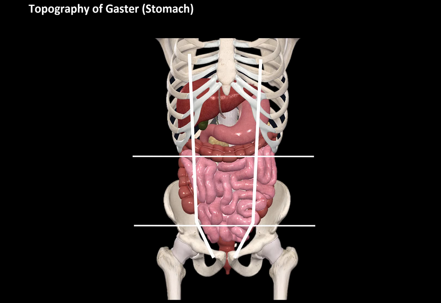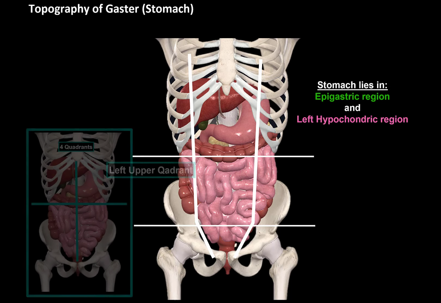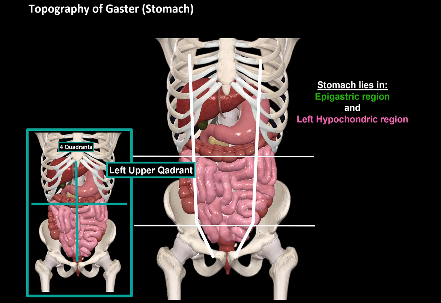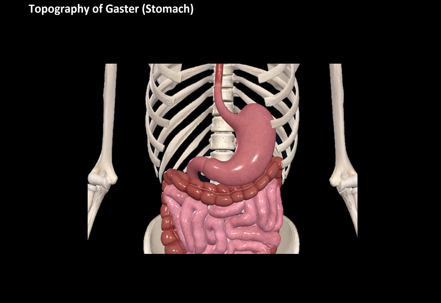So the stomach lies in the epigastric region and the left hypochondriac region, as you see here. Or if you're studying the 4-quadrant division, you will find it in the left upper quadrant. If we expose the stomach a little bit more, you will see that it starts from the abdominal part of the esophagus, and then it curves to the left, and then it reaches the small intestine, or the duodenum of the small intestine. And these two openings that go towards the esophagus and the small intestine have unique names.